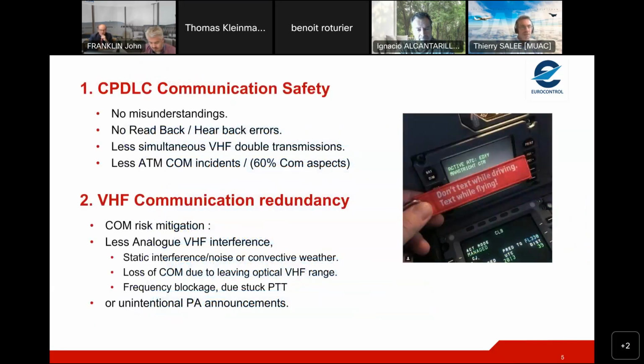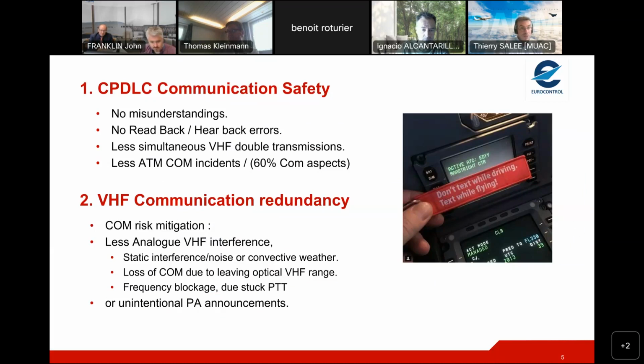For the benefit of CPDLC for safety, it is very important because IRIS is going to participate and provide more capacity to support the CPDLC service. We have less misunderstanding, so less time spent on the VHF to repeat clearances. We avoid as well double transmission when several pilots or controllers and pilots try to communicate on the VHF at the same time, on the radio at the same time. We have also less SATCOM incidents.